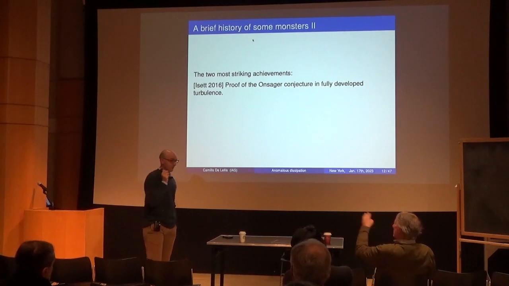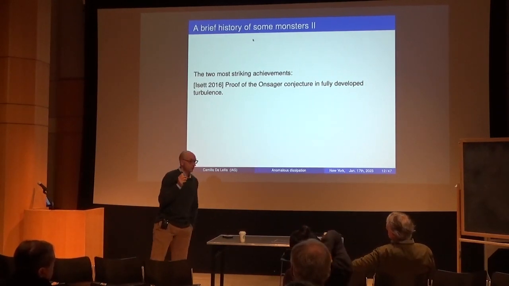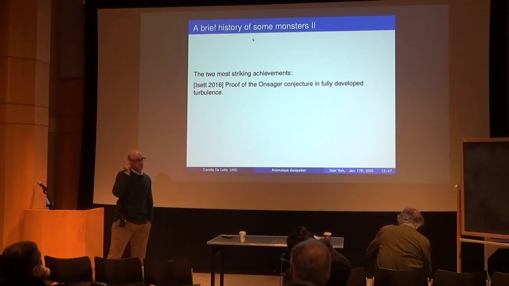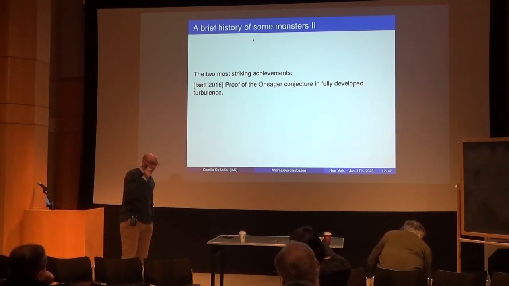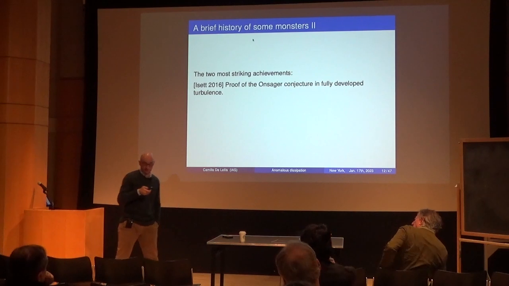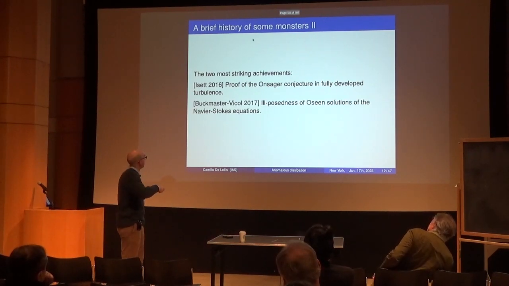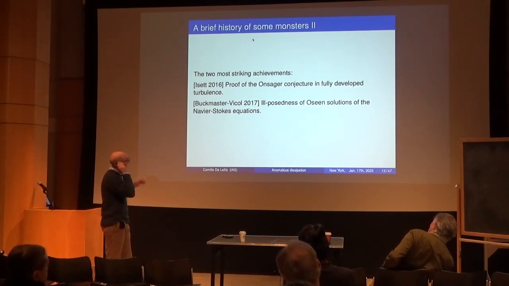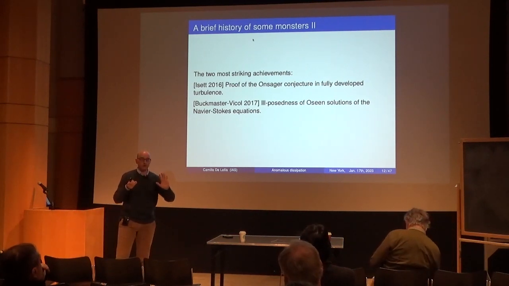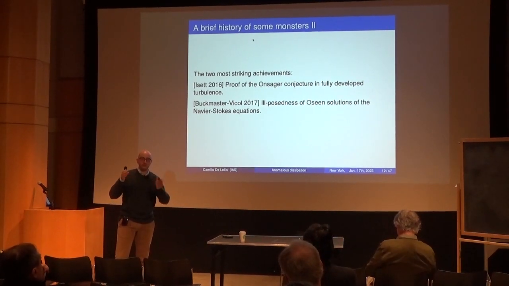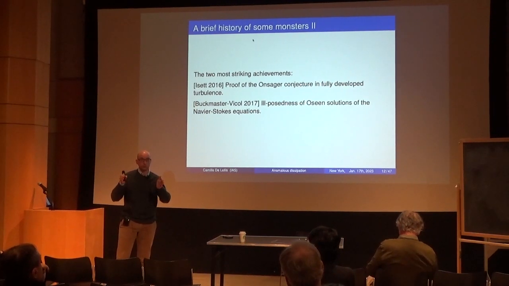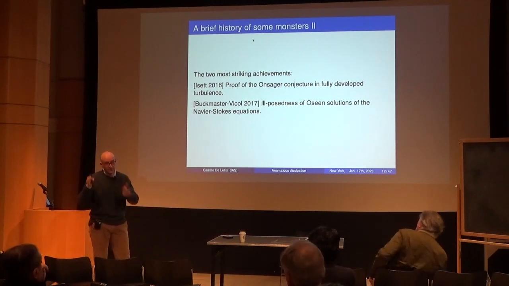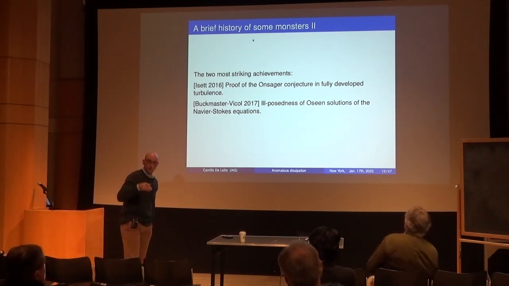Rougher than that, it can dissipate. It might even not. But smoother than that, it actually has to conserve the energy. That was put forward in a 1949 paper by Lars Onsager. Then there is a paper by Buckmaster and Vicol, which says that distributional solutions of Navier-Stokes are not unique. This is what I was telling you before: the condition of Leray on distributional solutions is non-empty. So there are distributional solutions of Navier-Stokes which don't satisfy the energy inequality.